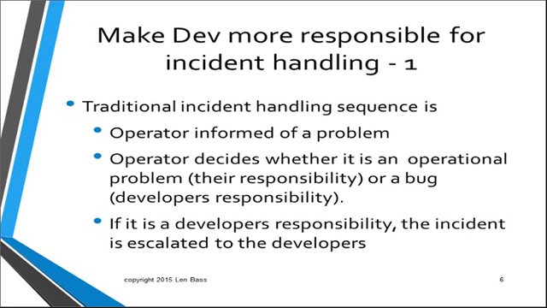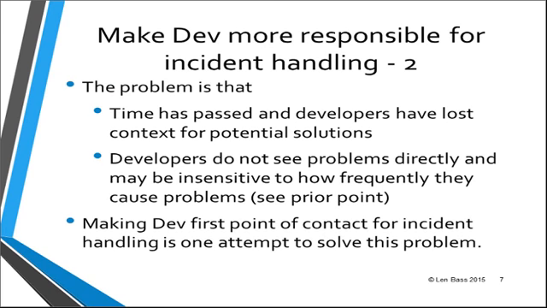You can also make the developers more responsible for incident handling. The traditional incident handling sequence is that the operator is informed of a problem. The operator decides whether this is an operational problem, in which case it's their responsibility, or a bug, in which case it's the developer's responsibility. If it's the developer's responsibility, the incident is escalated to the developers. There's a whole process for this.